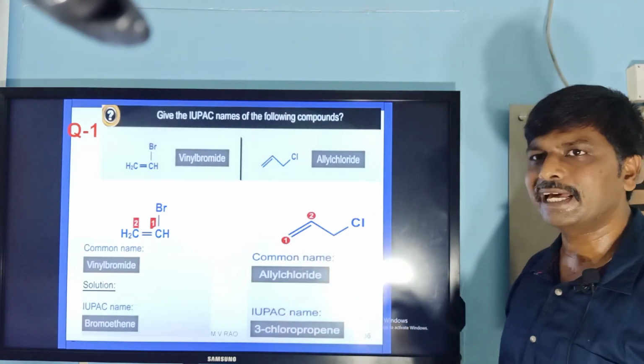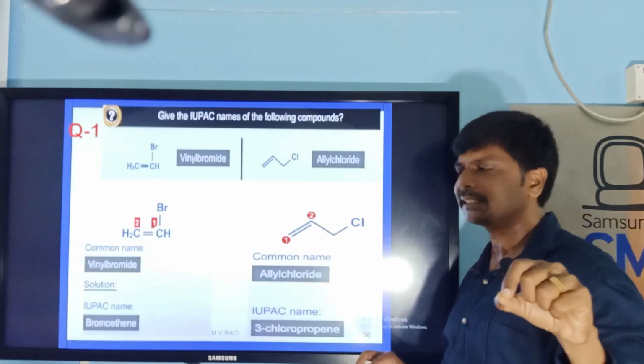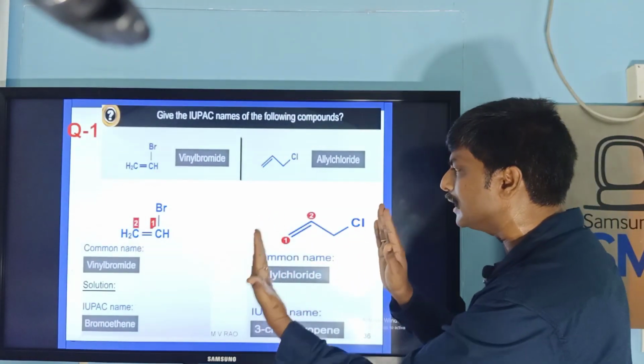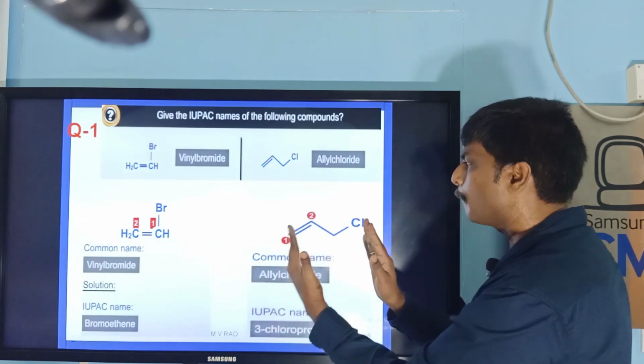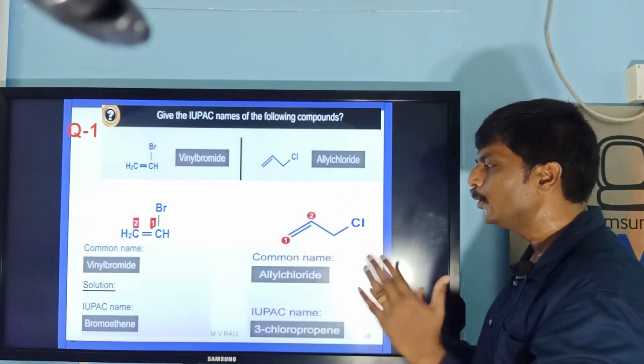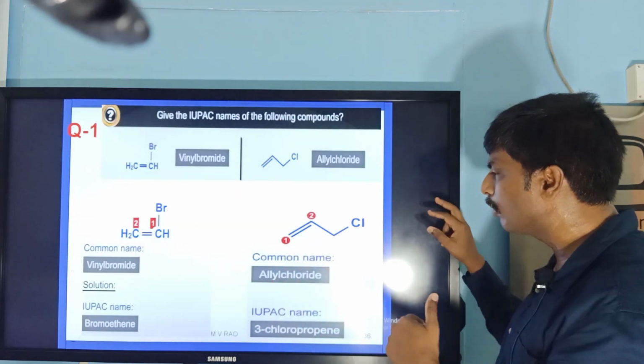3-chloroprop. A double bond is there, so what is the primary suffix? Ene. So what is the IUPAC name? 3-chloro is the prefix, prop is the root word, ene is the primary suffix. You add all these things: 3-chloropropene.